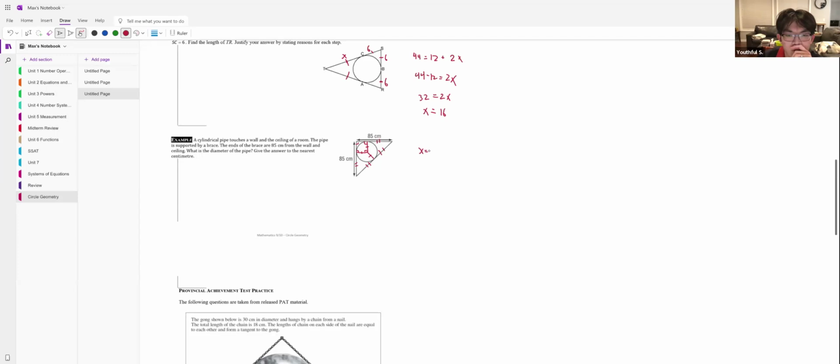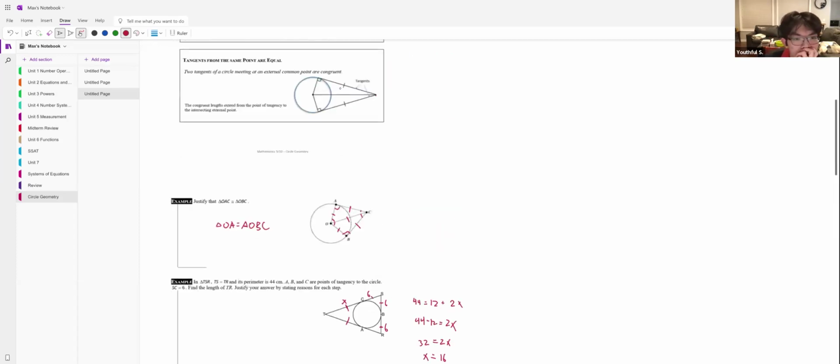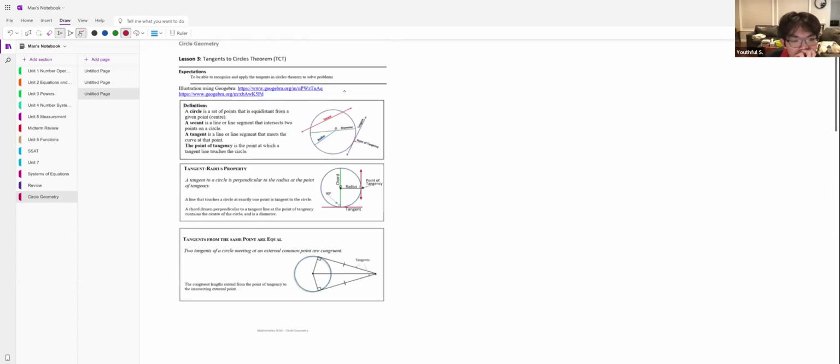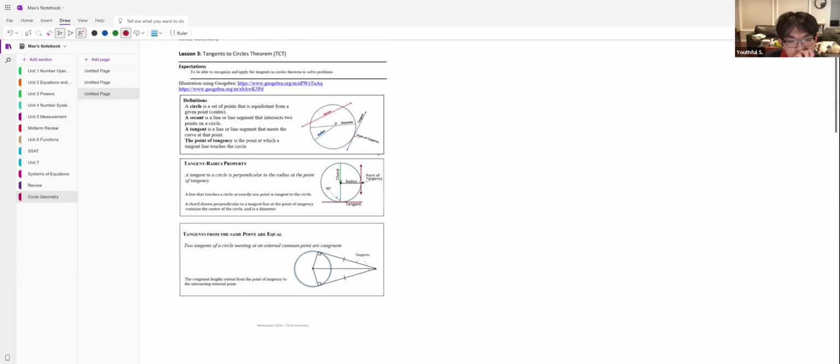So then x is equal to r, right? The radius. So then 85 subtract x. Now look here, I don't know what I'm doing. Tangent radius property. It's perpendicular, yeah, and then that's diameter.